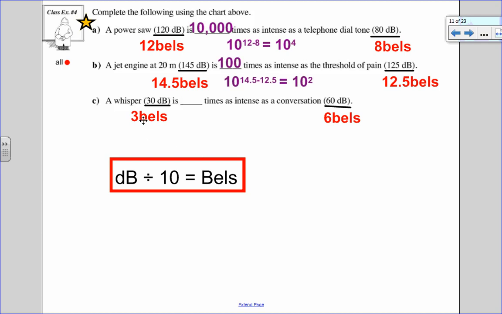A whisper of 3 bells compared to a conversation level at 6 bells. The whisper is less intense. It is 3 units less intense, so it will be 3 factors of 10 less intense, or 0.001, 1,000th.